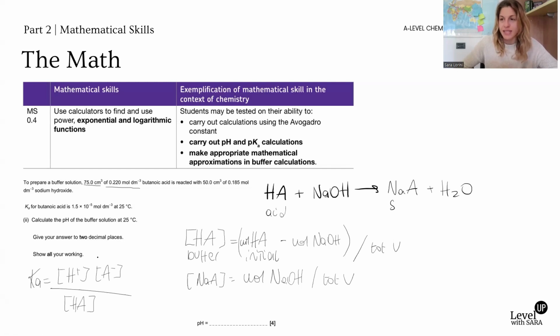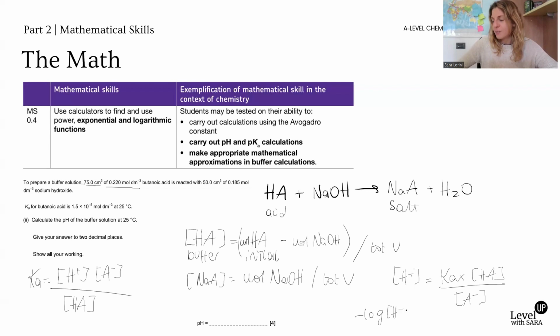We can't make the assumption that H plus and A minus are the same, because they're different, because the A minus comes from the salt. So this salt gives the concentration of A minus. Then we rearrange to find the H plus: Ka times the concentration of HA divided by the concentration of A minus. Notice that these are all mathematical skills: rearranging equations, summing up the volumes. A lot of math here. And then, of course, the negative logarithm of this H plus will be our pH.